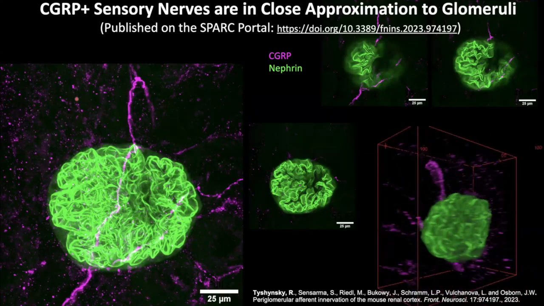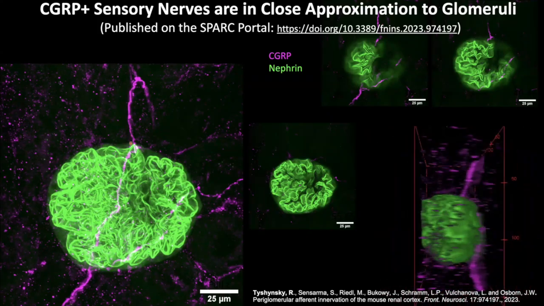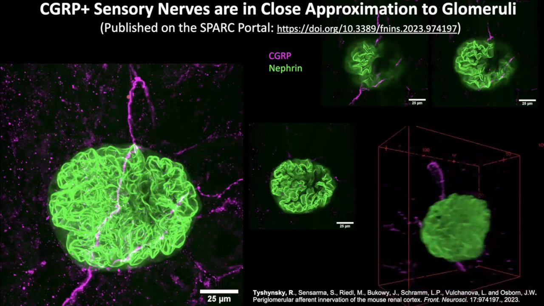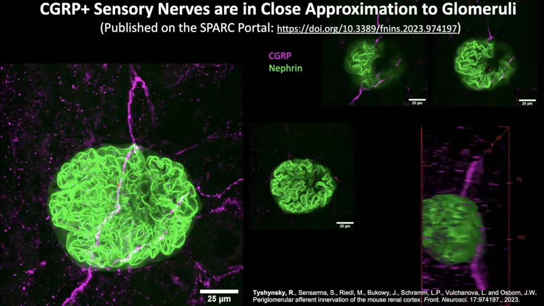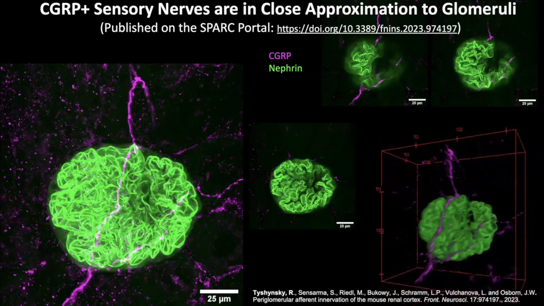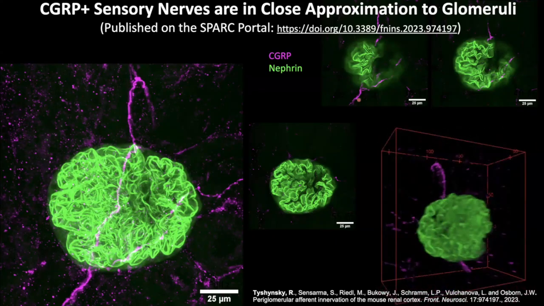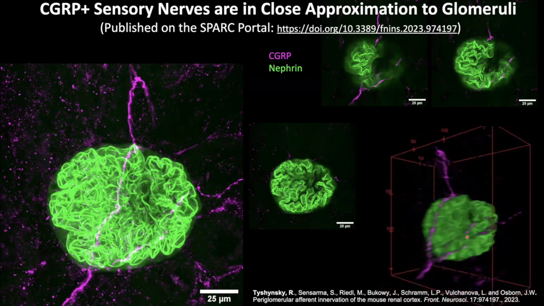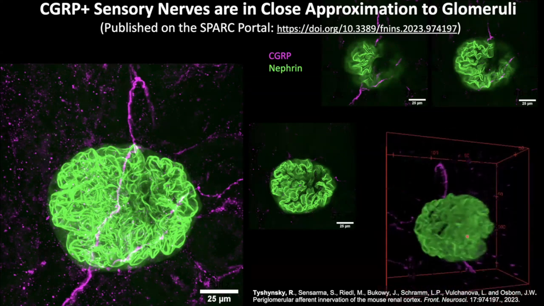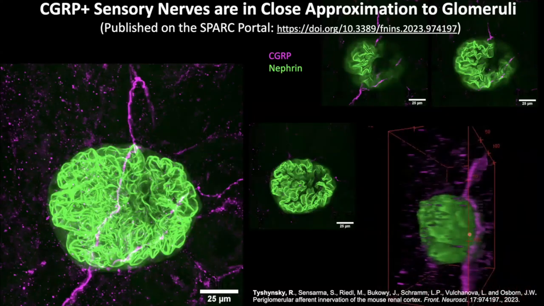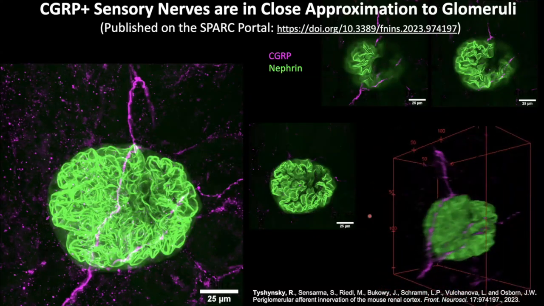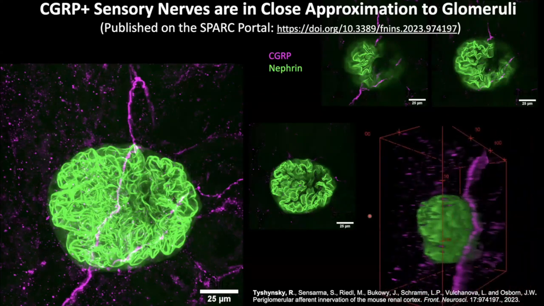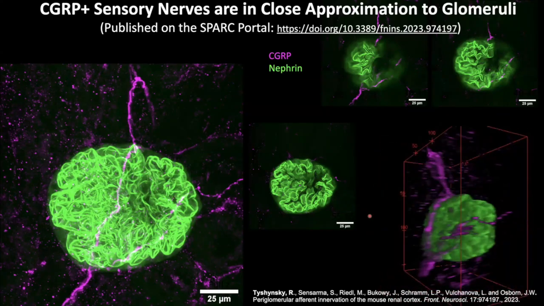The magenta here is a sensory nerve. The green is the glomerulus. And you can see this sensory nerve coming down and traveling over the glomerulus here and here. You see other images here. You see this 3D image here, right? So Roman went through and scanned a lot of kidneys for these sensory fibers and found many examples of this close approximation of these sensory fibers around the glomerulus, which had never been seen before.